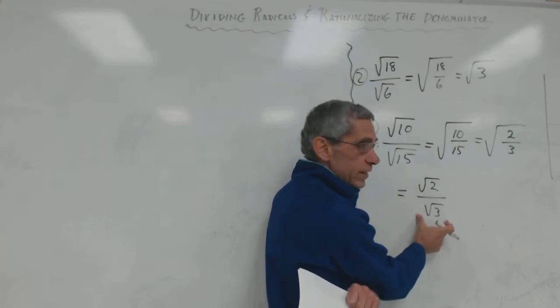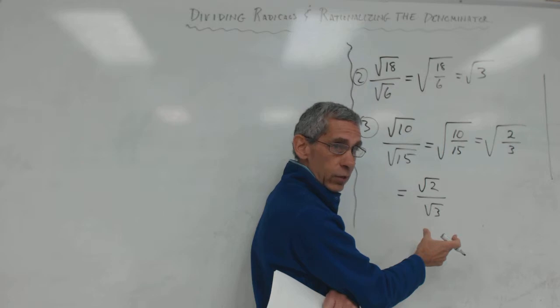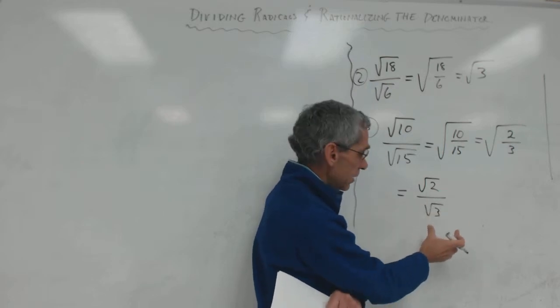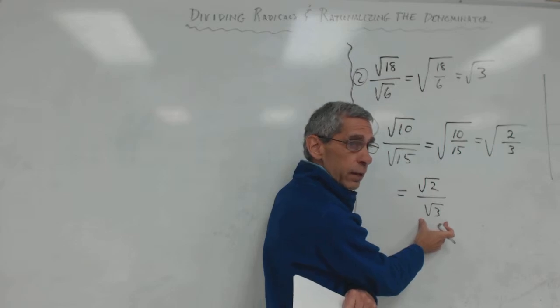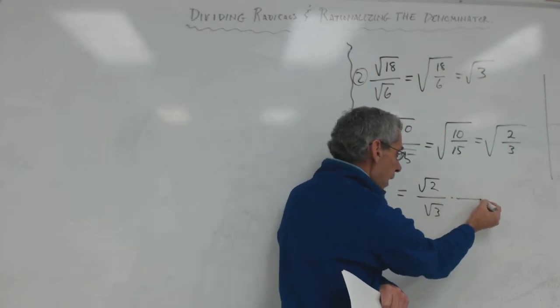Okay, but I don't want to change the value of this fraction. I just want to change the way it looks. So the only way to not change the value is to multiply it times 1, but I want to multiply it times a weird one, right? You're going to hear that term a lot, weird ones. So how could I do it?